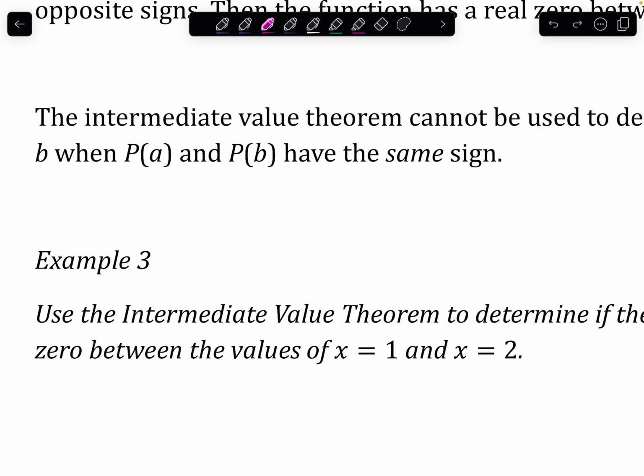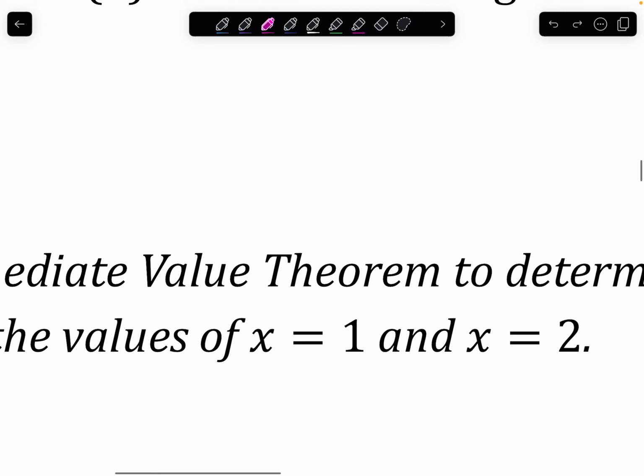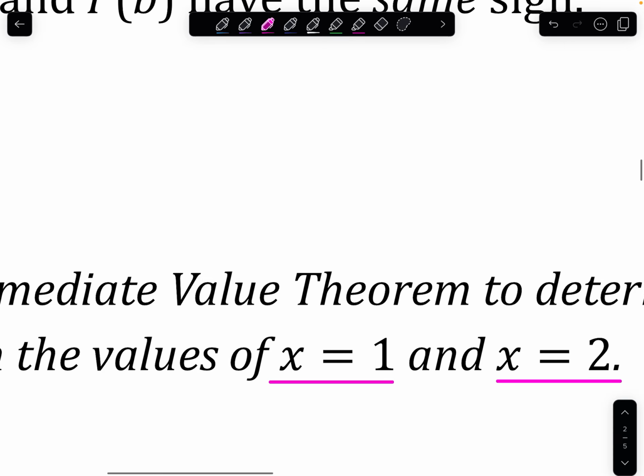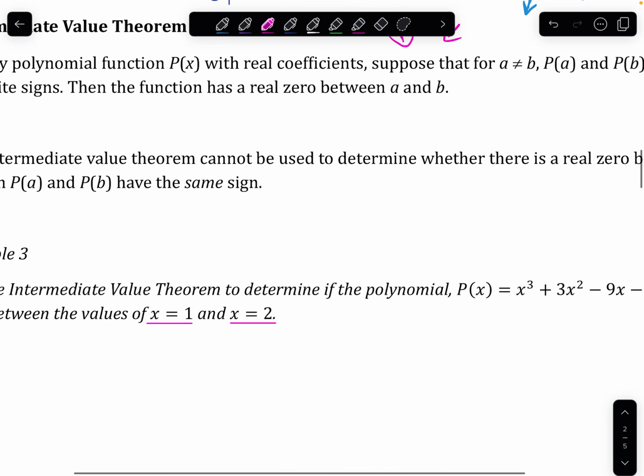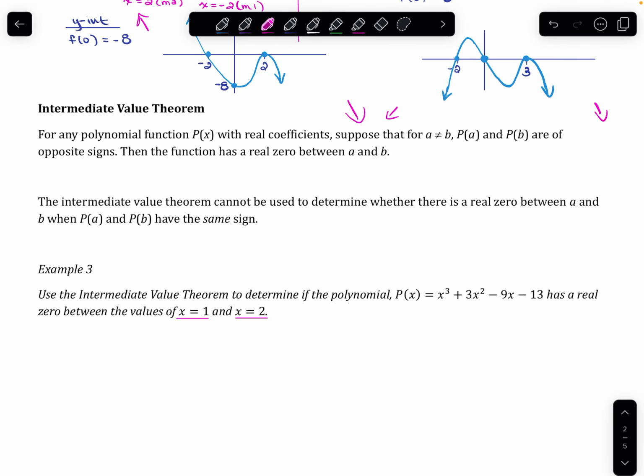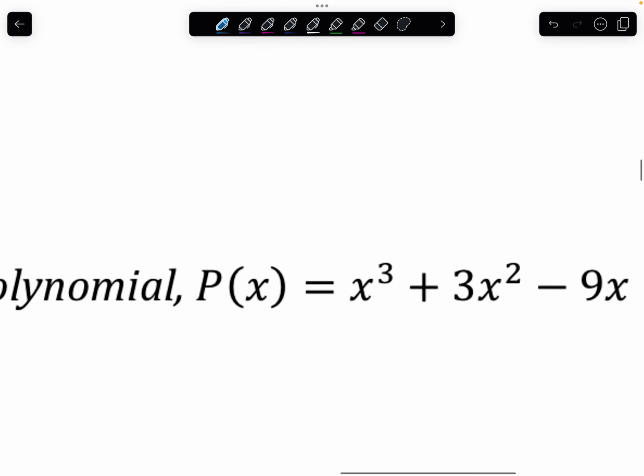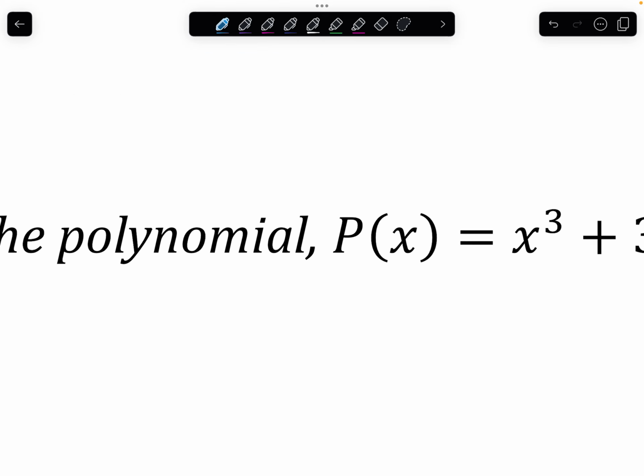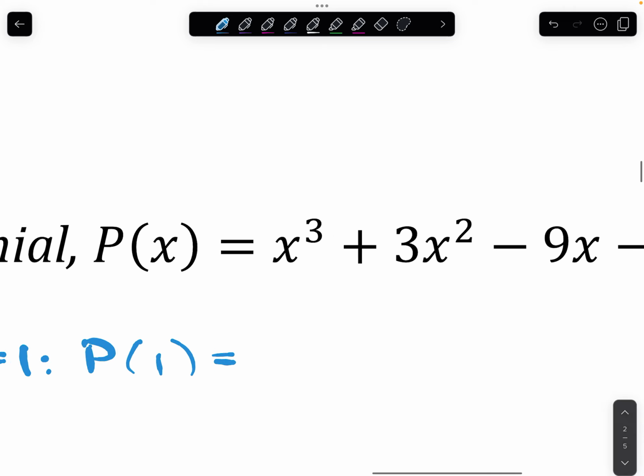So in order to determine if a polynomial has a zero between given x values, what we want to do is calculate the y value at 1 and the y value at 2. And if those y values are different signs, then that means we do have to cross the x-axis, which would be giving us a real zero somewhere in between. So I need to calculate the y value at 1, so that means p of 1. So at x equals 1. Plugging in 1 for x. It's not -1, 1.